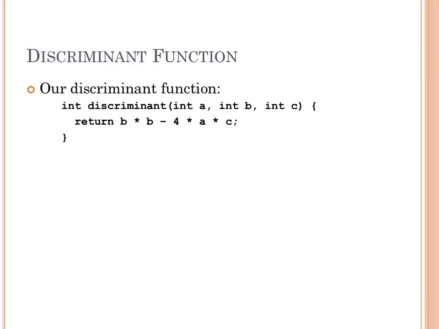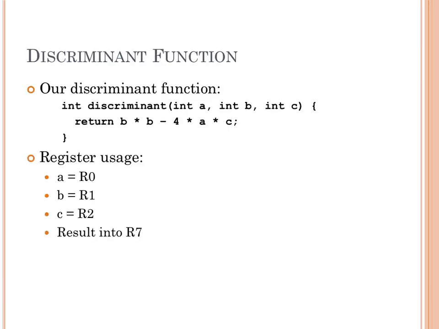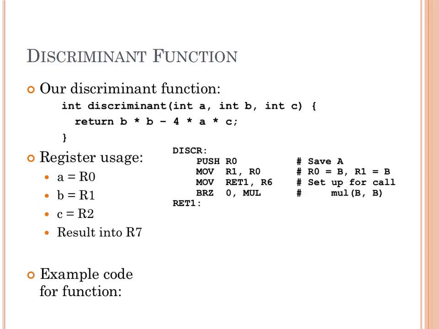Okay. So here's our discriminant function, and again, we're going to have a convention. R0 is A, R1 is B, and R2 is C. So we're just using the first registers for the arguments. And the result will go into R7. If somebody were going to use discriminant as a subroutine, we could do something with R6 to go back to wherever it was called from. But here's a way we might do it.